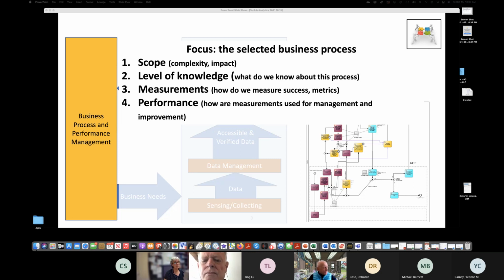And then also figure out, how do we measure success of this business process? How do we know that we're doing well? And how are these measurements used for management and improvement? So the scope of the next four questions, and again, it's not a survey, it's something that would be discussed in a facilitated session with a whiteboard, would really be about these four things when it comes to the business we're trying to support.